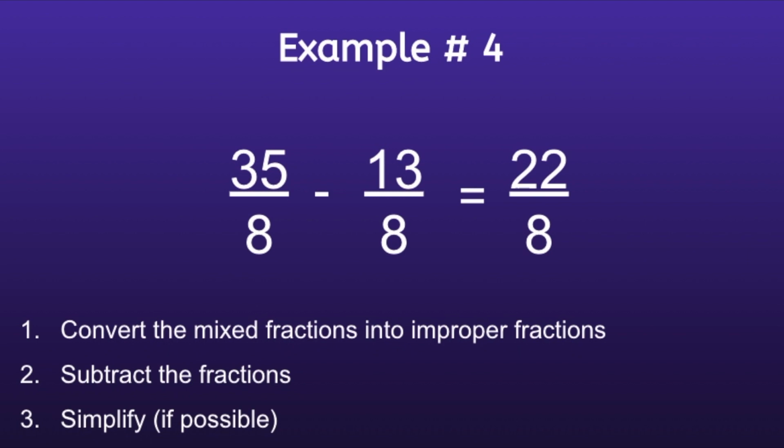Finally, step 3. Simplify. 22 over 8 is an improper fraction, so I'm going to convert this back to a mixed fraction. And 22 over 8 as a mixed fraction would be 2 and 6/8. But I know that both 6 and 8 can be divided by 2, so I'm not done quite yet. 6 divided by 2 is 3, and 8 divided by 2 is 4. So we can simplify 6/8 to 3/4. And the final answer will be 2 and 3/4.